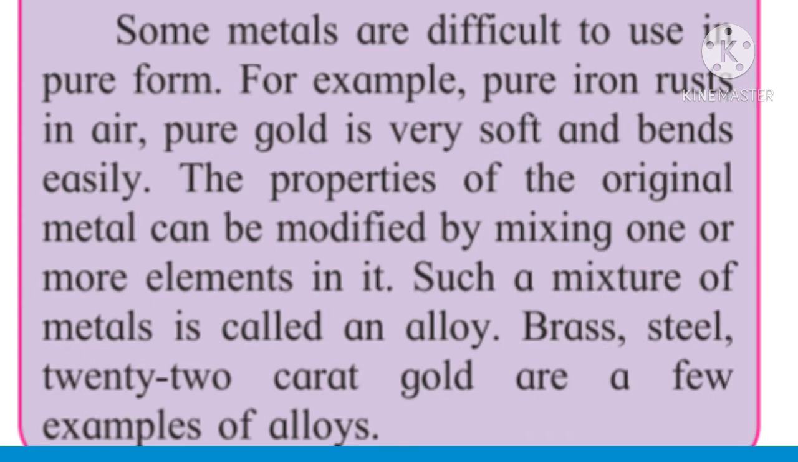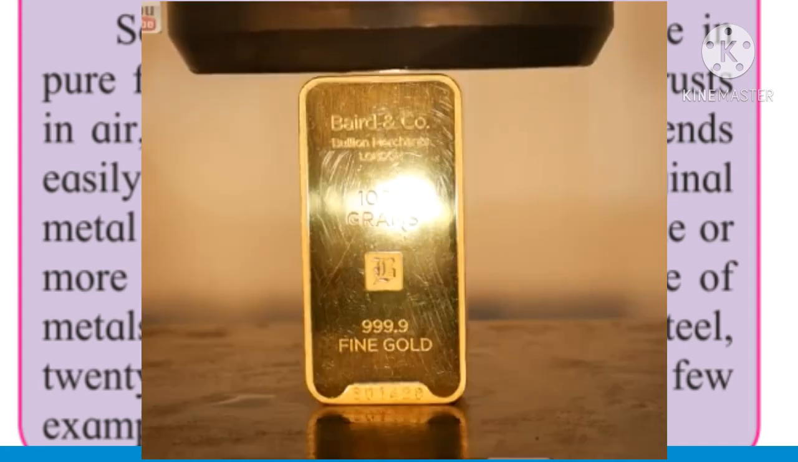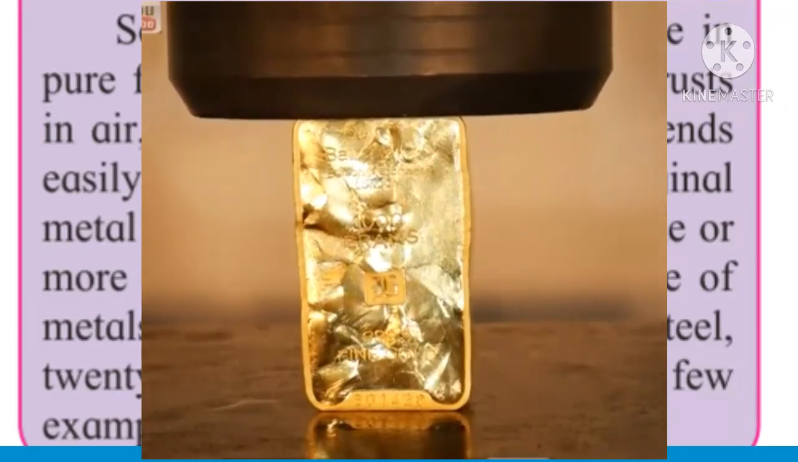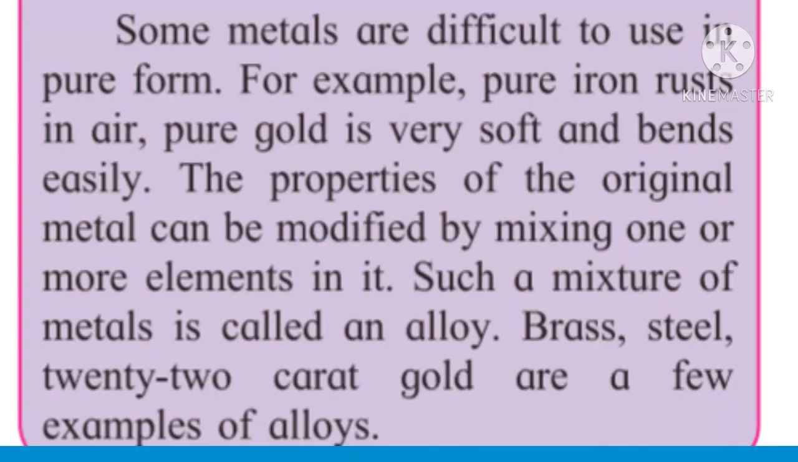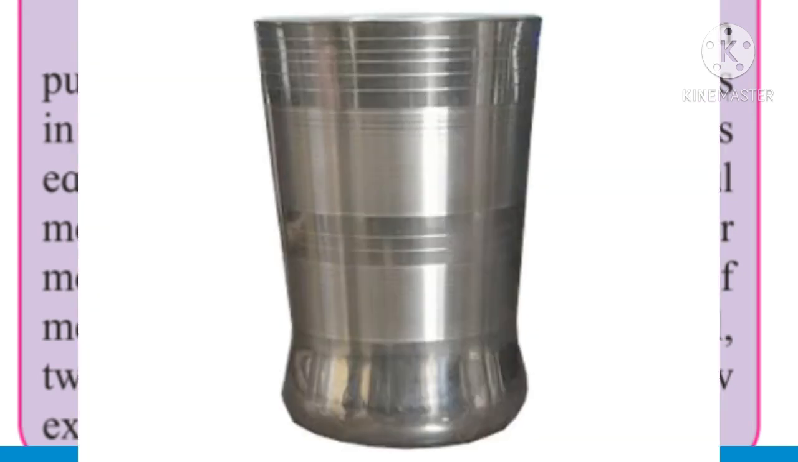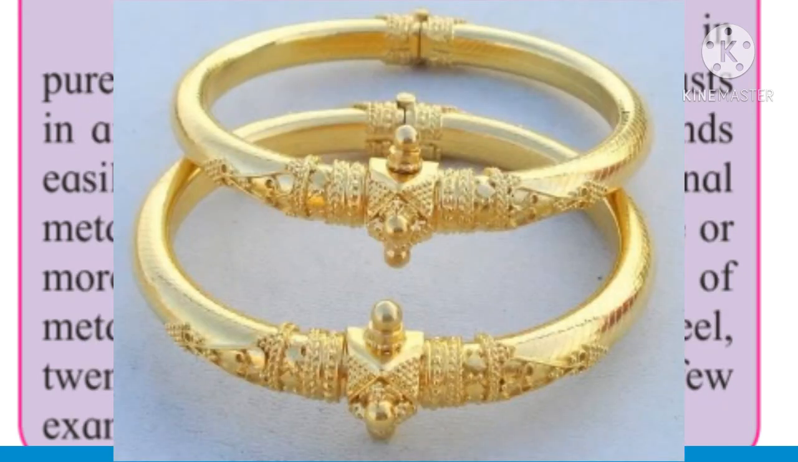Some metals are difficult to use in pure form. For example, pure iron rusts in air. Pure gold is very soft and bends easily. The properties of the original metal can be modified by mixing one or more elements in it. Such a mixture of metals is called an alloy. Brass, steel, 22-karat gold are a few examples of alloys.